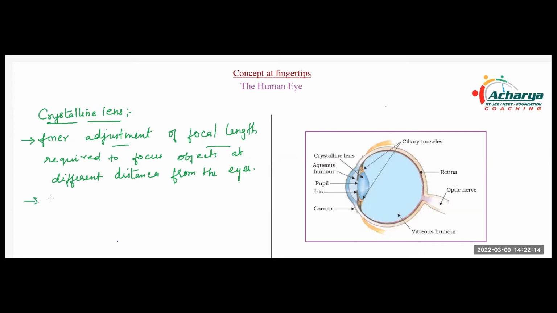The eye lens forms an inverted and real image on the retina. The retina is the screen. So this crystalline lens forms an inverted and real image on the retina.